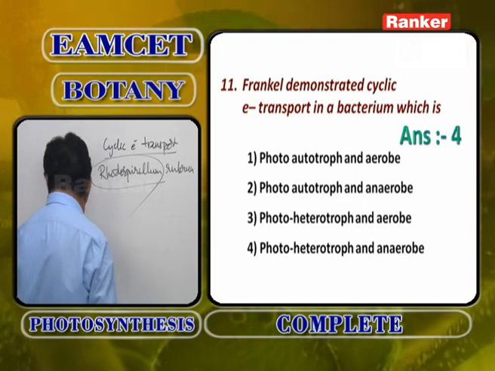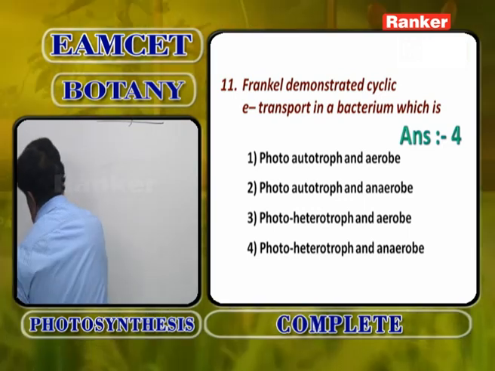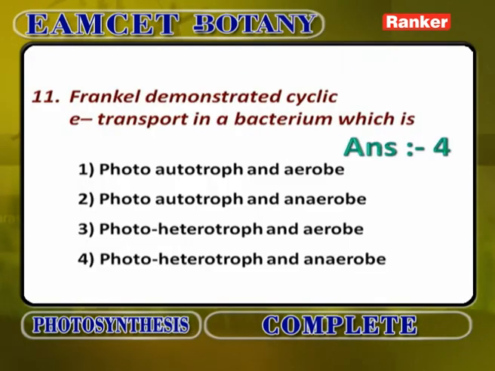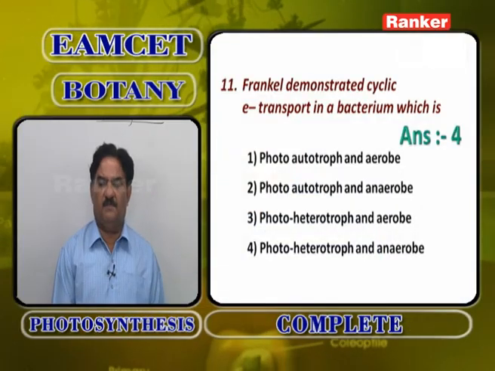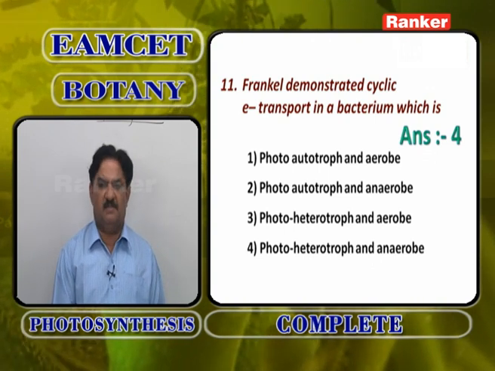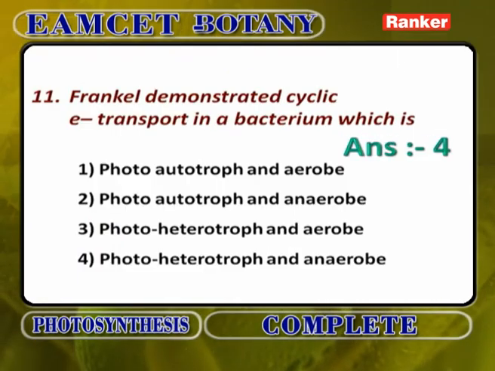Photoheterotrophic means it takes energy from sunlight but carbon from organic sources. So photoheterotroph and an anaerobe. Frenkel demonstrated cyclic electron transport in Rhodospirillum rubrum, a purple non-sulfur bacterium. Photoautotroph and aerobe is wrong. Photoheterotroph and anaerobe is wrong. Photoautotroph and anaerobe is wrong. Photoheterotroph and aerobe is wrong. Photoheterotroph and anaerobic bacterium is correct. So the answer is 4.